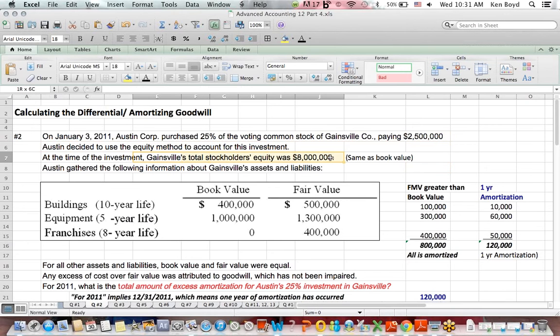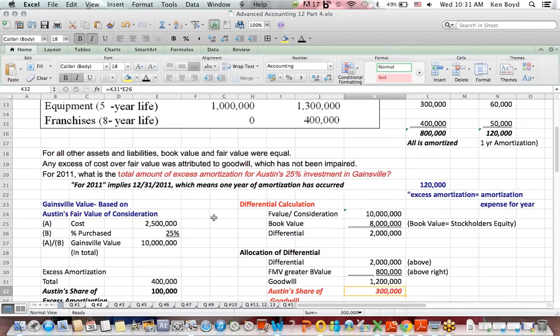They give you Gaines's stockholders' equity on the date of the purchase, which was $8 million, and they say that's the same as the book value. Normally, if they change terms for the same thing, net assets, book value, equity all mean the same thing for these types of consolidation problems. You're given information on assets versus liabilities, and you see that book values differ from fair values for some of these assets. They go on to say for all other assets and liabilities, the book value and the fair value were equal.